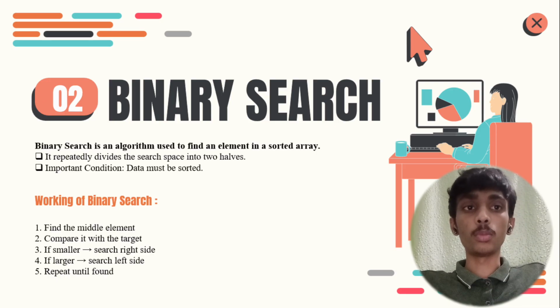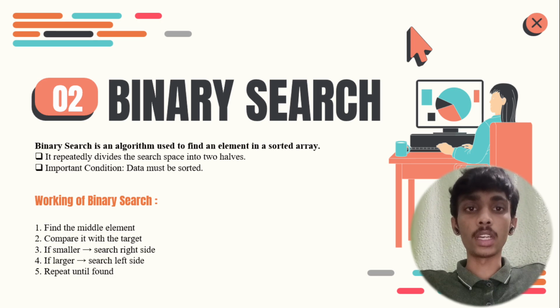Binary search is an algorithm used to find an element in a sorted array. So for binary search, keep in mind that the data should be sorted. If we take an example of an array, the data should be in sequence. And if we start counting, the count starts from the middle. So let's see how this binary search actually works.